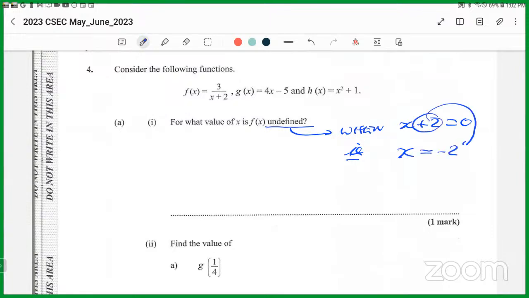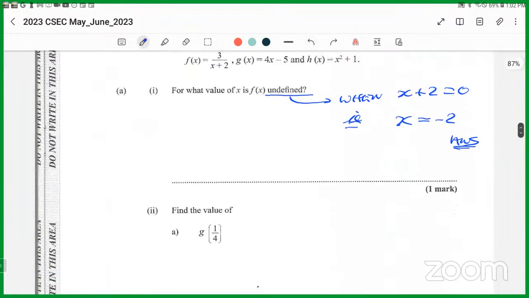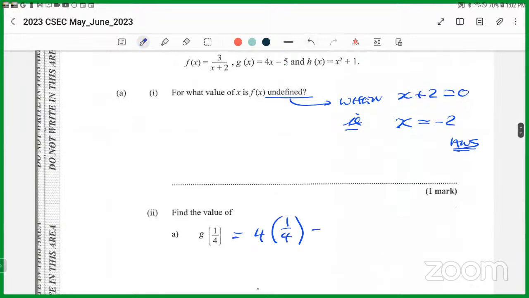That is the answer right here. That's easy. It's undefined when the denominator x plus 2 becomes 0. Simple as that. Next part wants us to find g of a quarter. We take a quarter and put it in the g function. So it becomes 4 times a quarter where the x was, and then we subtract 5. 4 times a quarter is 1, minus 5 is negative 4.